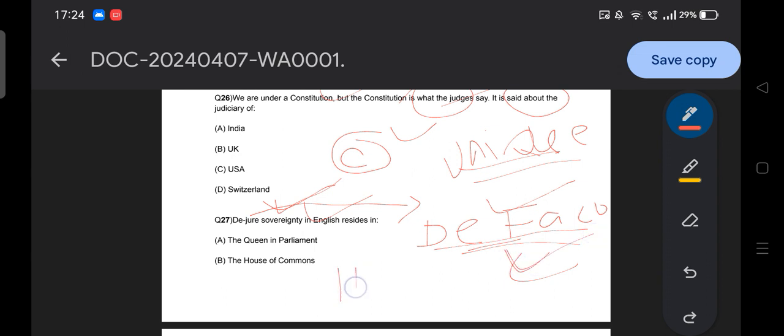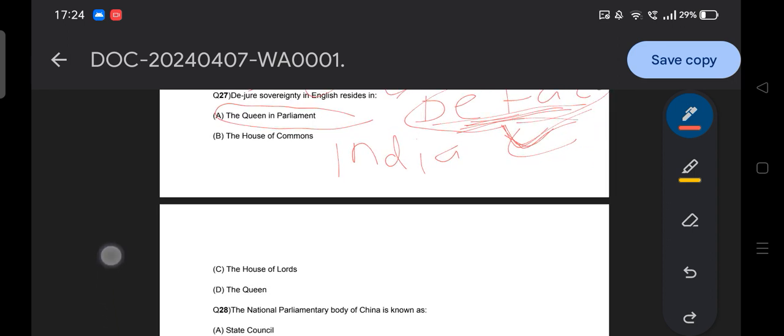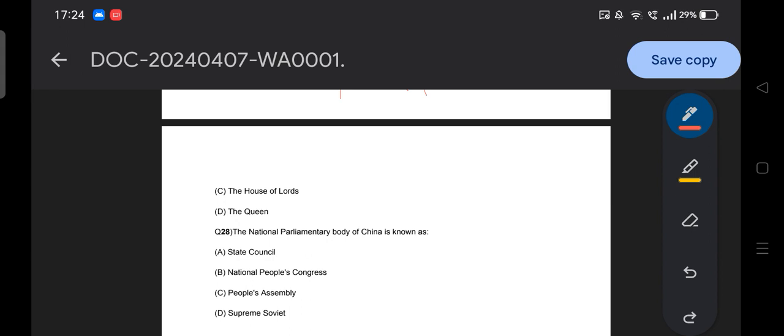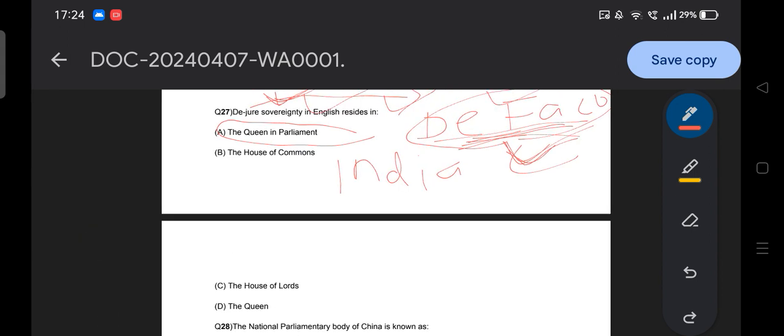Yes, in the Indian context, what is the example of de jure? Your president is the example of de jure, who has nominal authority. But the de facto, the real authority or the real executive, like we know, the prime minister is the real executive or the de facto authority. Okay, that is how de jure and de facto work. The question is, the de jure sovereignty in England resides in the Queen in Parliament. The Queen is the nominal head, that means de jure. So this word needs to be remembered. Moving to the next, the key terms need to be remembered, because we have this kind of system, and we need to understand what the system is in other states.